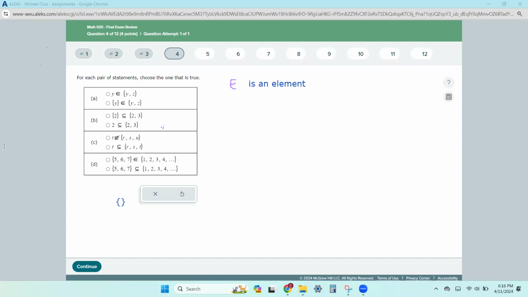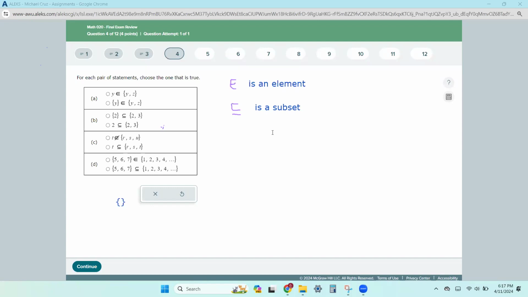Now the other thing that we see is this one. And that means is a subset. So let me just kind of explain this because everybody is having trouble with this in all the classes that I can see.